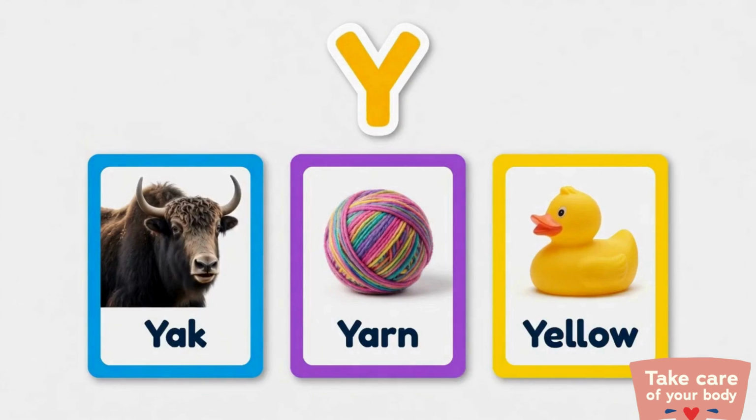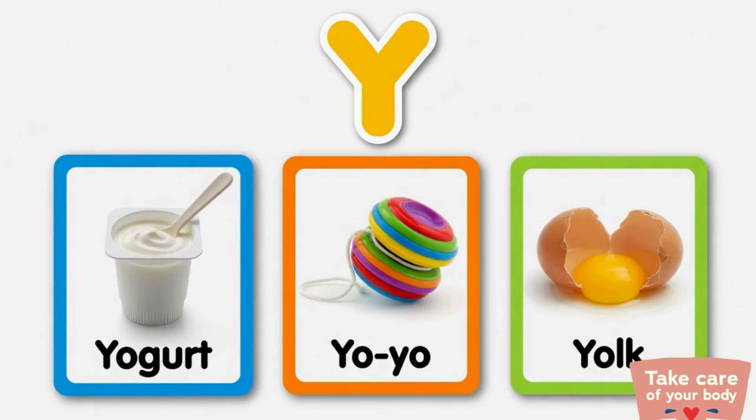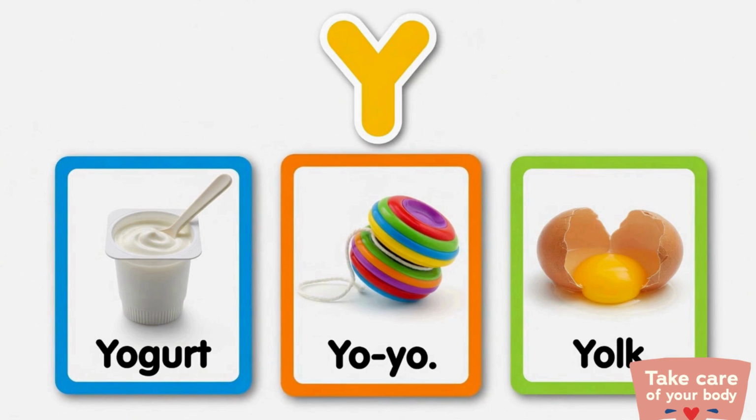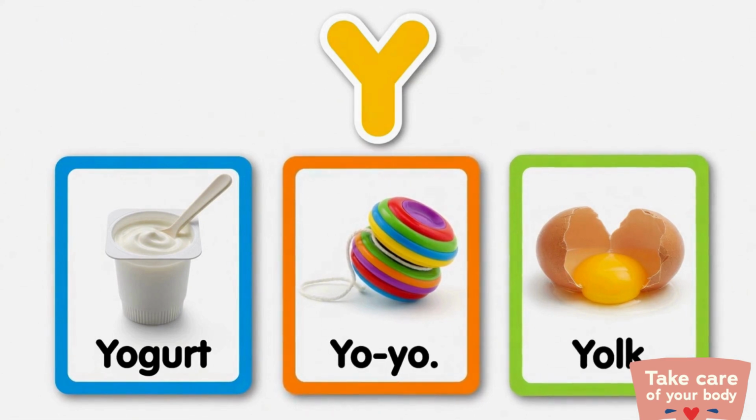This is the letter Y. Y is for yak. Y is for yarn. Y is for yellow. Y is for yogurt. Y is for yo-yo. Y is for yolk.